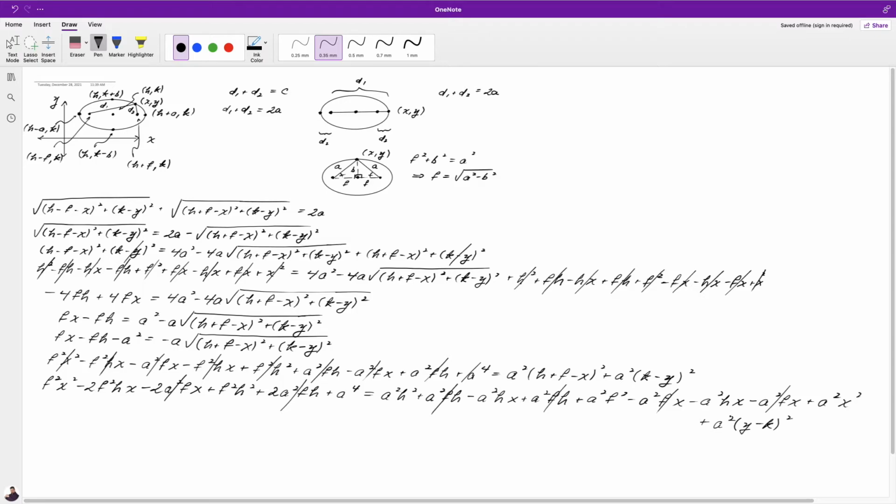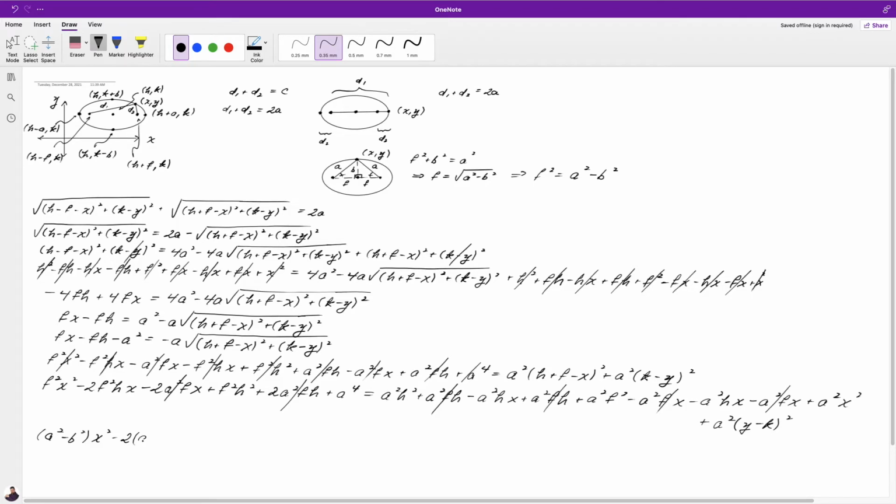Doesn't look like it. What we can do though is take and replace f squared with a squared minus b squared. Now we can do this. So here we go. F squared is a squared minus b squared. And then, of course, you have x squared minus 2.